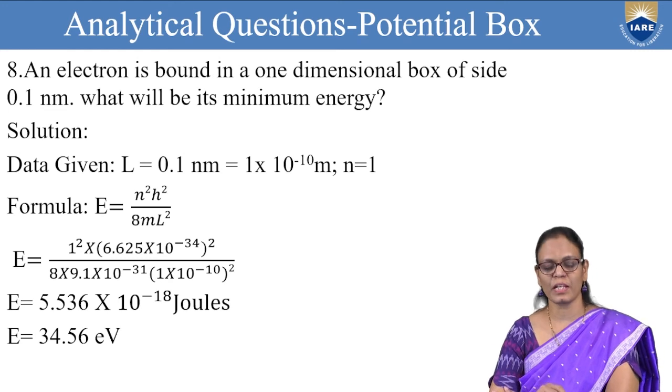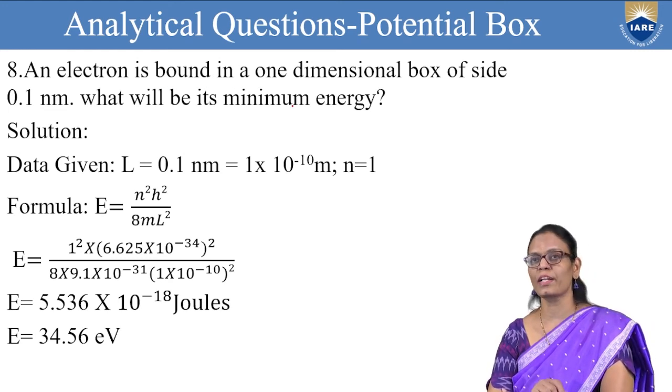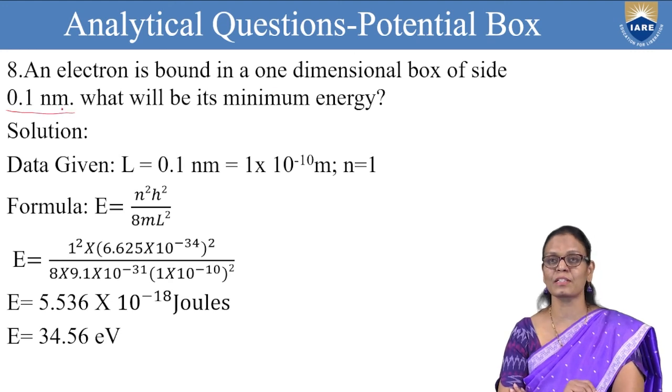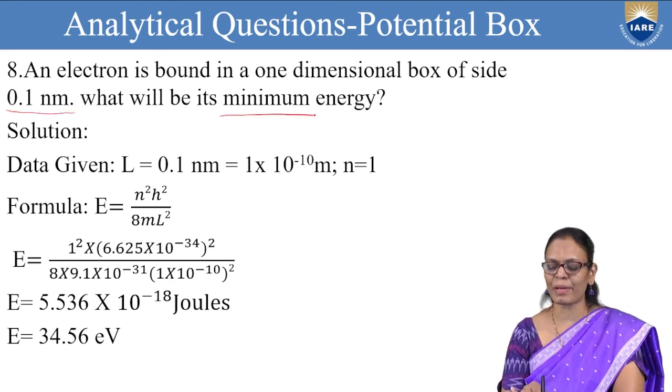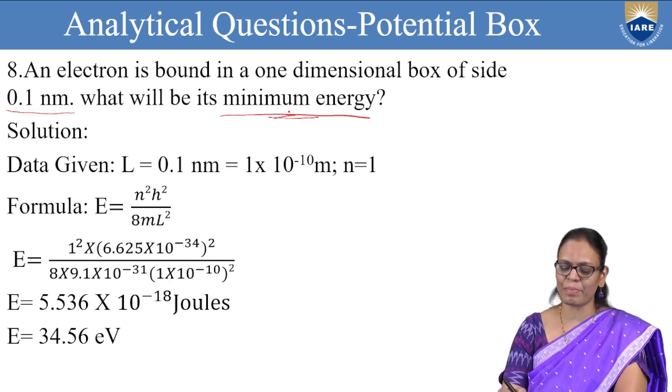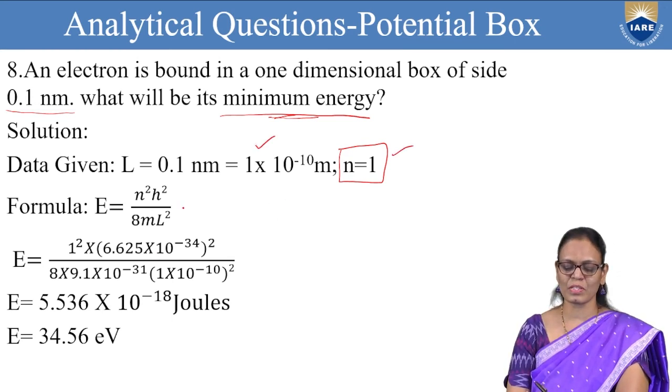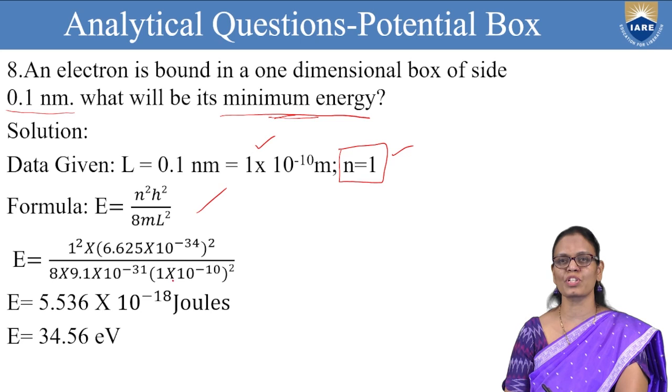Now the next one is, an electron is bound in a one-dimensional box of side 0.1 nanometer. Calculate the minimum energy. Minimum energy means in the ground state. Ground state means we consider n is equal to 1. So the length of the box is given. Ground state is mentioned. So we'll use the formula E is equal to n square h square upon 8m L square and do the substitution directly.